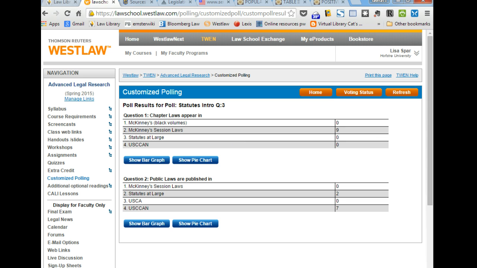Okay, so chapter laws appear in McKinney's session laws. Exactly. As we see on our chart, we see chapter law, and we see our little parentheses, McKinney's session laws. Public laws are published in statutes at large, USCAN. Actually, both are correct.